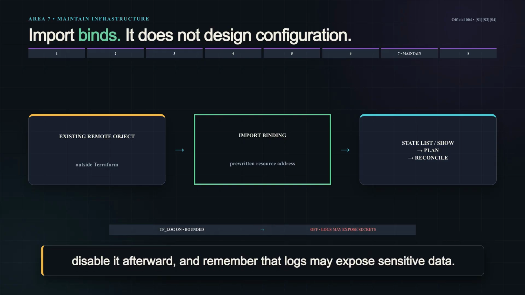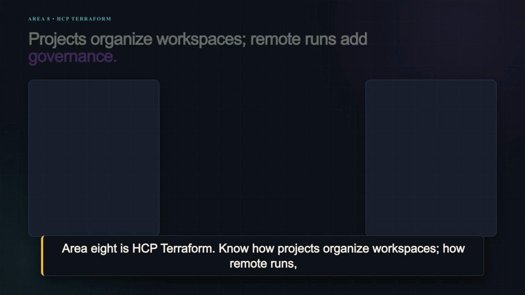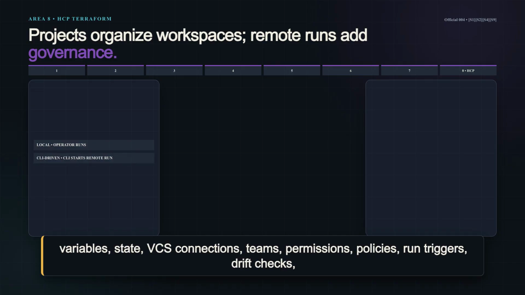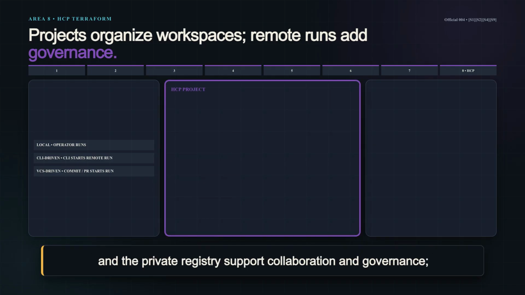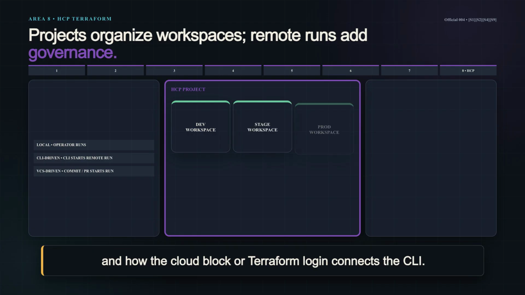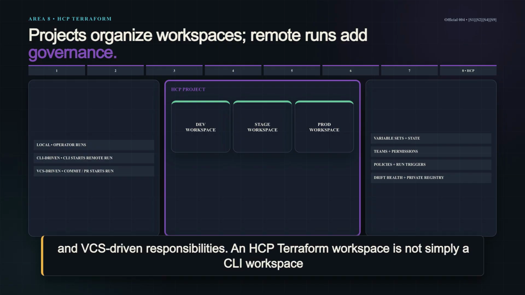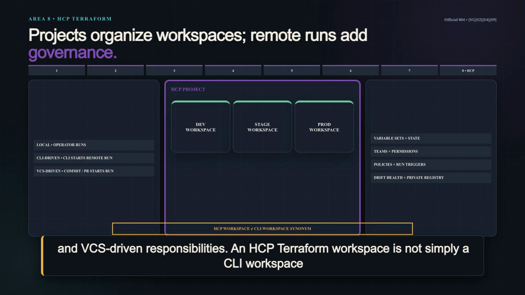Area 8 is HCP Terraform. Know how projects organize workspaces, how remote runs, variables, state, VCS connections, teams, permissions, policies, run triggers, drift checks, and the private registry support collaboration and governance, and how the Cloud Block or Terraform login connects the CLI. Build one free test workspace, run a speculative plan, and compare local, CLI-driven, and VCS-driven responsibilities. An HCP Terraform workspace is not simply a CLI workspace with a web page.